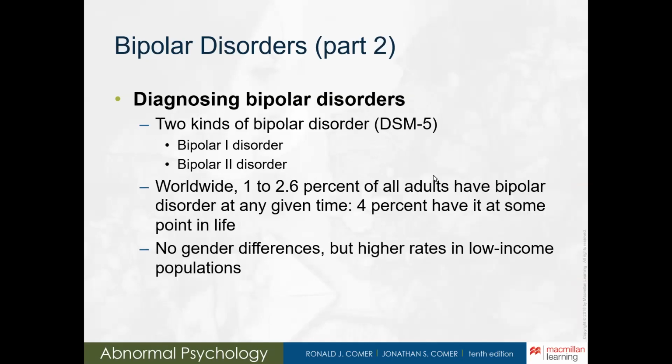So there's two different kinds of bipolar disorder, bipolar 1 and bipolar 2. Worldwide, about 1 to 2.5% of adults have bipolar disorder at any given time, and 4% have it at some point in their life. And there's really no gender differences, but there are higher rates in lower income populations.